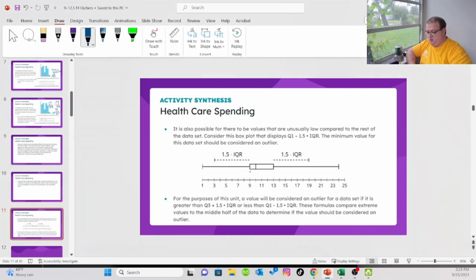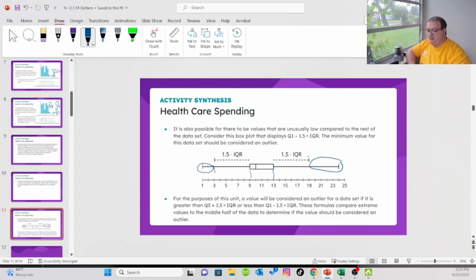So if this is our Q1, we go 1.5 times IQR. Now anything out here would be considered an outlier. And if we add 1.5 times IQR to our Q3, which is the right side of our box, now anything on the higher end past that would also be considered an outlier. So it says the minimum value for this data set should be considered an outlier.